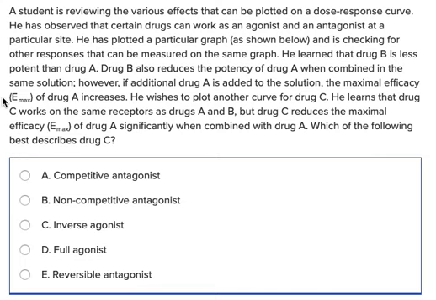He wishes to plot another curve for drug C. He learns that drug C works on the same receptors as drug A and B, but drug C reduces the maximal efficacy Emax of drug A significantly when combined with drug A. Which of the following best describes drug C?